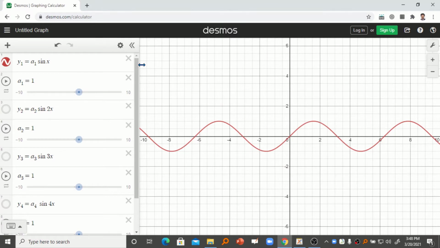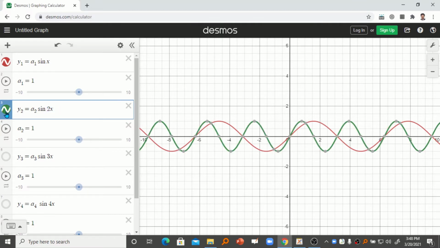Now you can see we are in the Desmos background, and here y1 is equal to a1 sin x, which is the fundamental frequency. If I increase the frequency of the signal to 2x, here you can see it is a2 sin 2x. By the time the red signal, the fundamental period signal, completes one period, a2 sin 2x completes two periods. So this is meant by harmonics. This is the first harmonic of our fundamental signal.